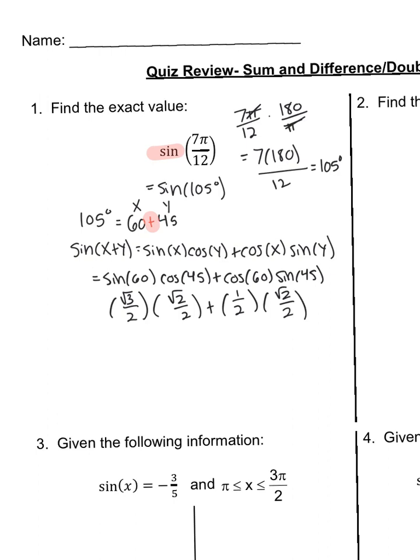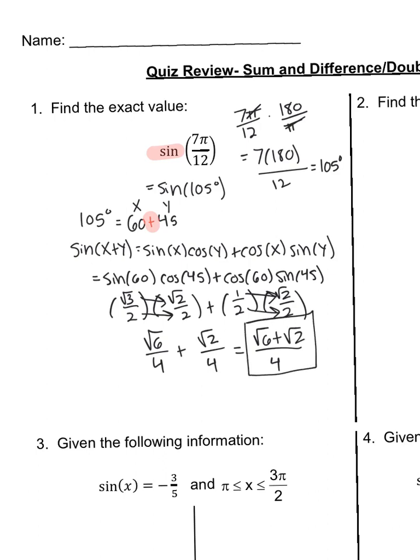You're going to multiply these together straight across. Okay, so root 3 times root 2 gets you root 6. 2 times 2 gets you 4. 1 times root 2 is root 2, and 2 times 2 is 4. So since they have the same denominator of a 4, you can write it as 1 fraction. And that's your answer.